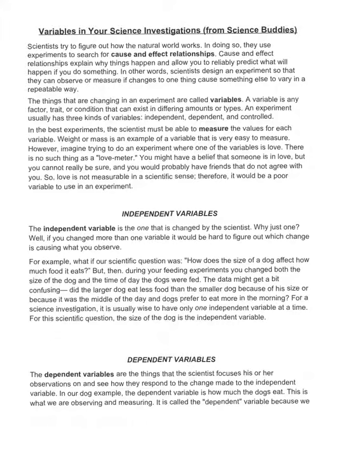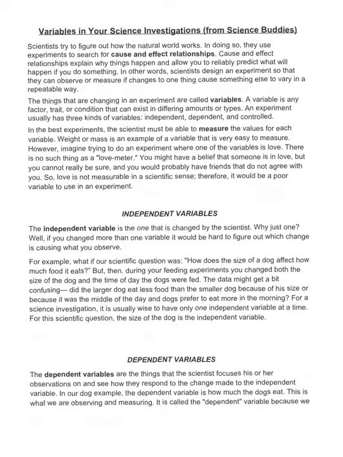The things that are changing in an experiment are called variables. A variable is any factor, trait, or condition that can exist in differing amounts or types. An experiment usually has three kinds of variables: independent, dependent, and controlled.